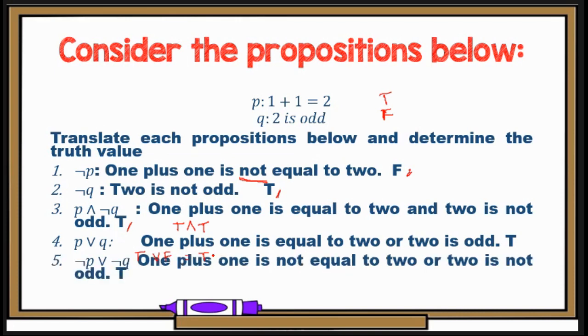Let's go to the last example. The negation of P or the negation of Q. 1 plus 1 is not equal to 2, or 2 is not odd. So the truth value of P's negation is false, or the truth value of Q's negation is true, then the whole proposition is true. Okay? So that will be the end of our discussion for today. I hope I was able to make everything clear.